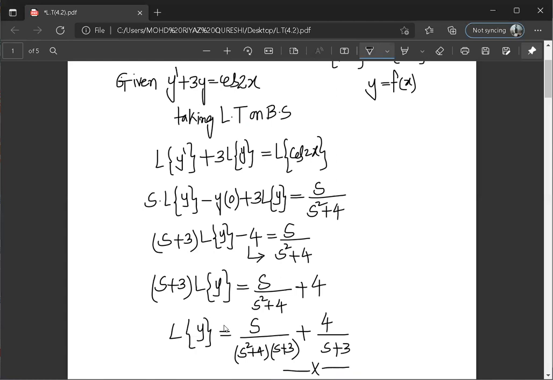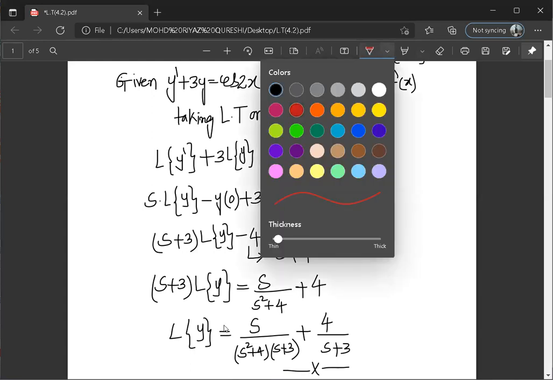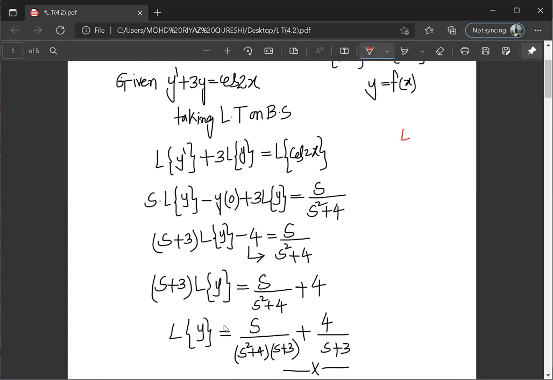Sir, what is s in Laplace transform? S is a function here, and x is a function here. You know the actual definition of the Laplace transform. I'll write it here. You see this one.